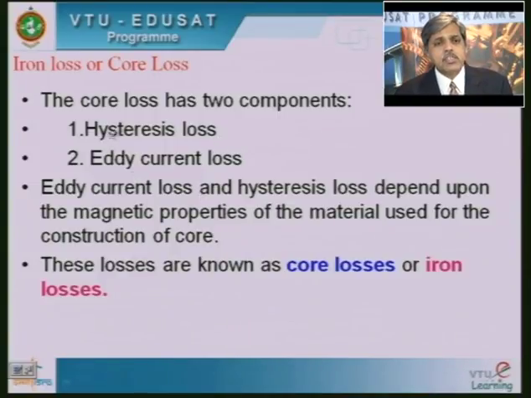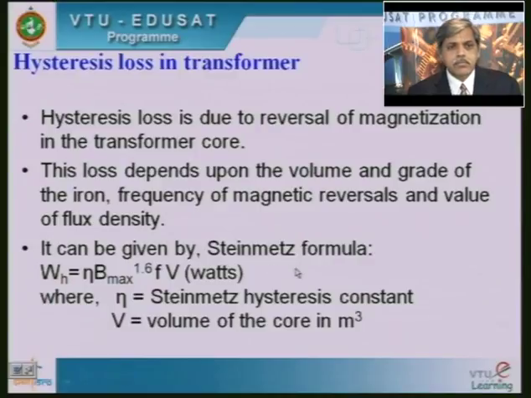Now, since these losses are taking place in the core, I can also call these core losses, because the core is made up of iron. I call it iron losses. So, out of these two losses, eddy current loss and hysteresis loss, it is not possible to avoid either one of the losses. Hysteresis loss will be there, and eddy current losses also will be there.